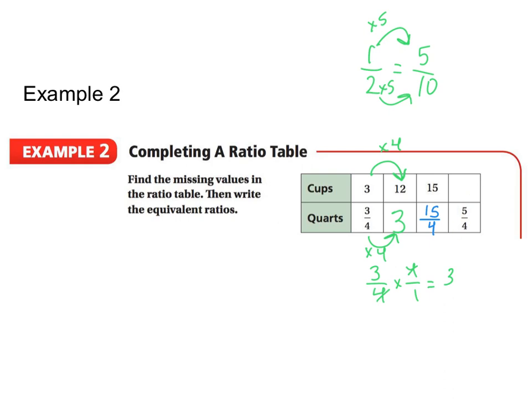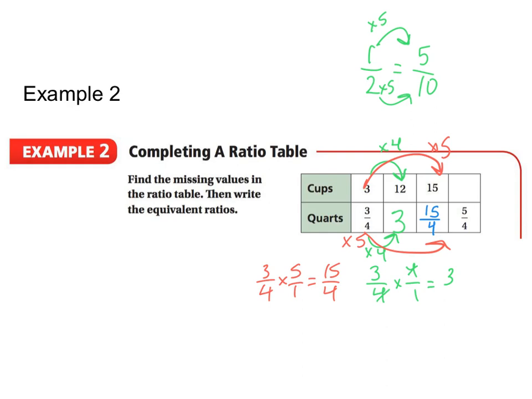Now, let's look at a couple of additional ways that you could have done this. You might have seen that 3 times 5 would be 15. So therefore, you would multiply 3/4 also times 5. 3/4 times 5 equals 15/4. Same answer, different way of getting it.